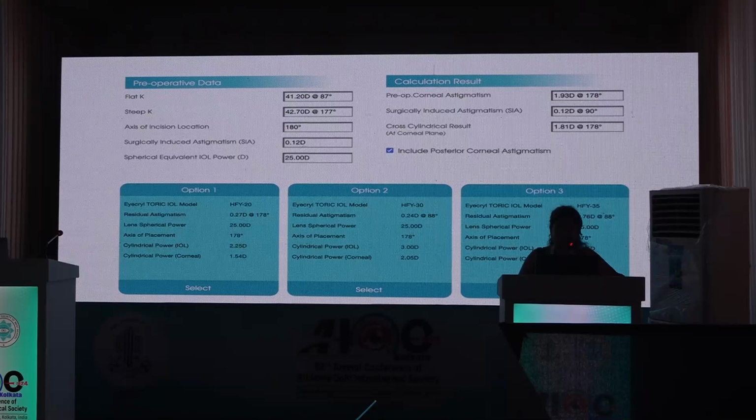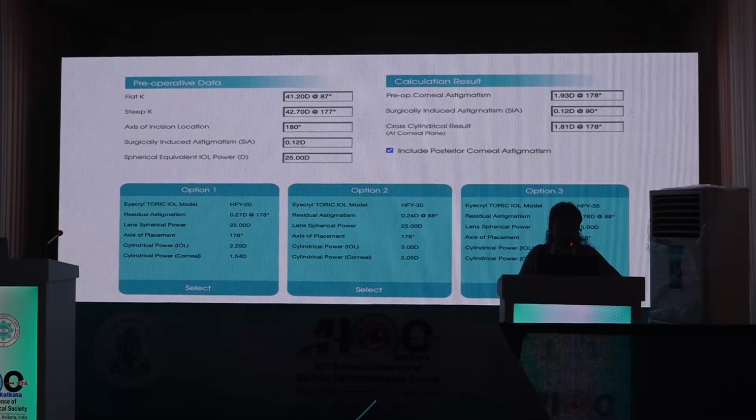It is important that on these IOL calculators you note that the posterior corneal astigmatism is taken into consideration when the software is calculating your IOL. So it usually gives you 3 options which will correct your astigmatism to the best level. You need to see that the residual astigmatism should be minimal.